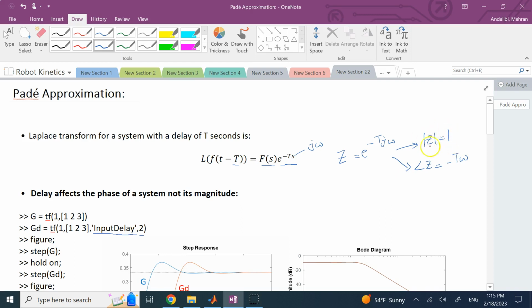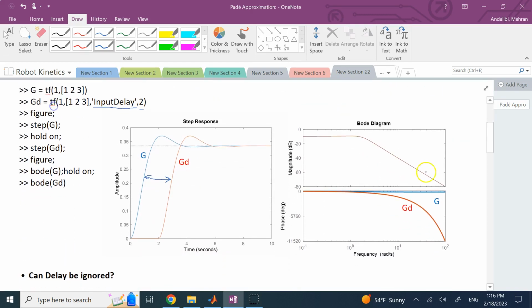So clearly it's not going to affect the magnitude, but it is going to add a negative term that is linearly increasing with omega to your phase, and that's what you see here, that you see the magnitude of the original system and the system with delay are on the top of each other, but in terms of phase, you see that the phase of the system with delay is constantly decreasing. Okay, so this is in terms of phase and the frequency response and the time response domain.